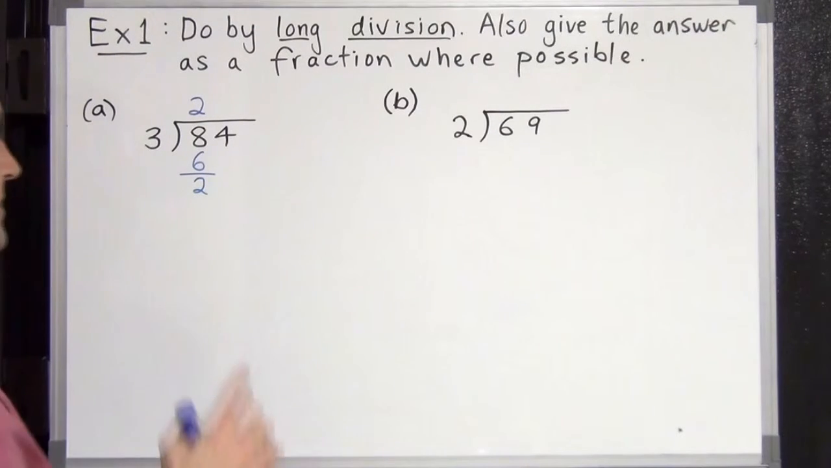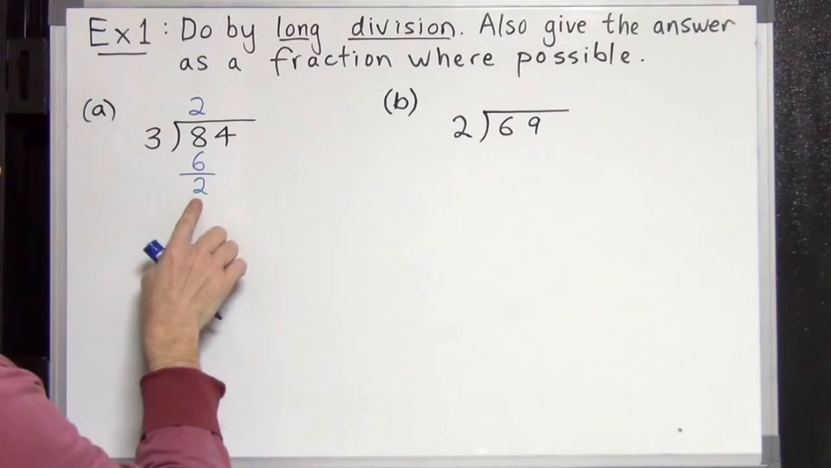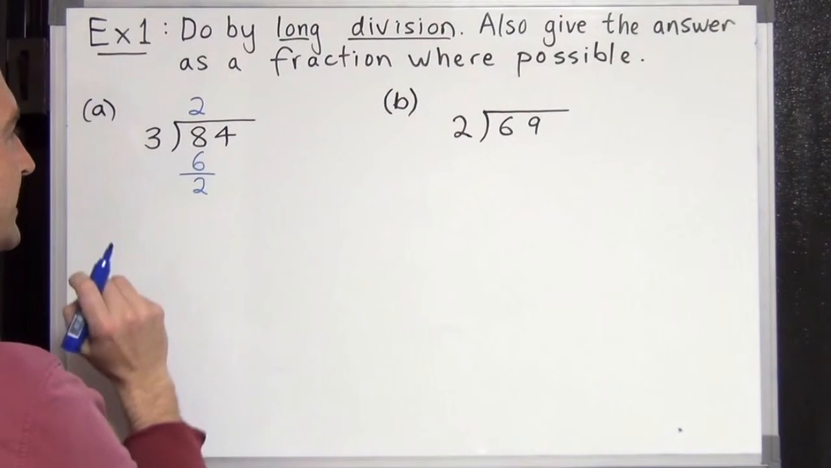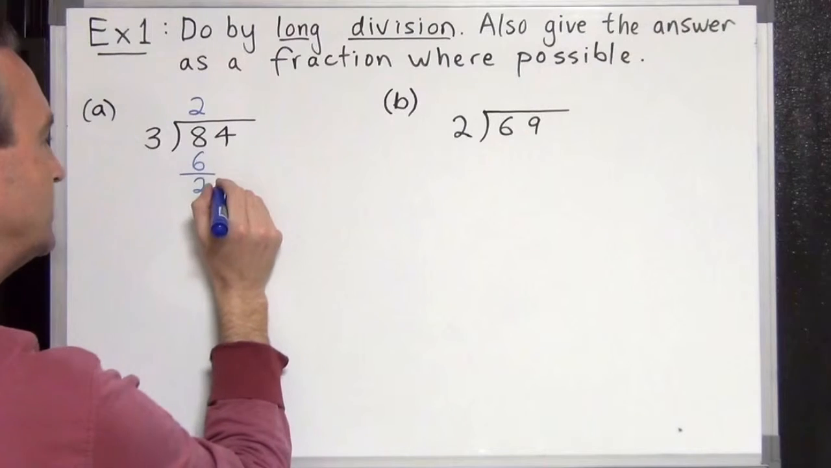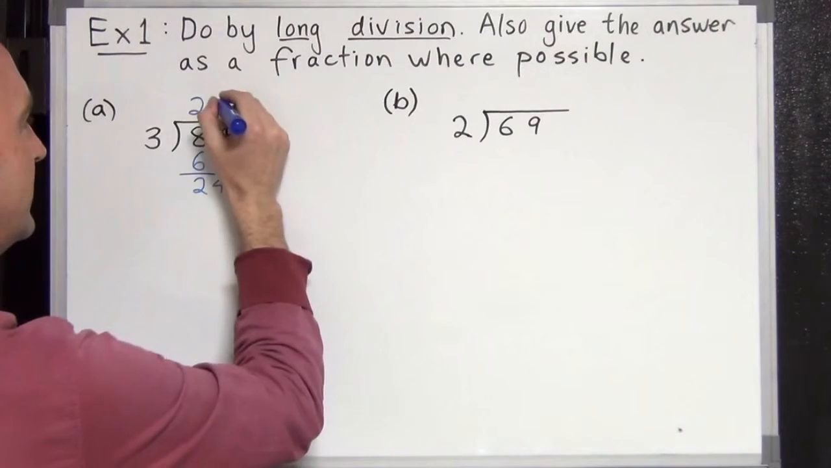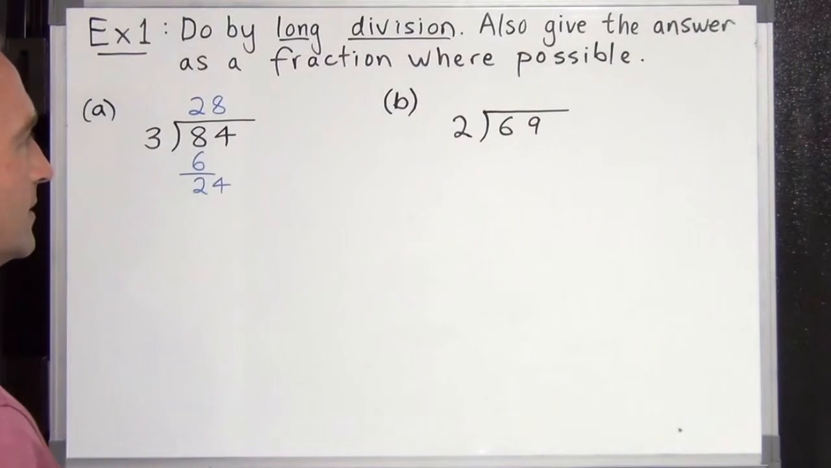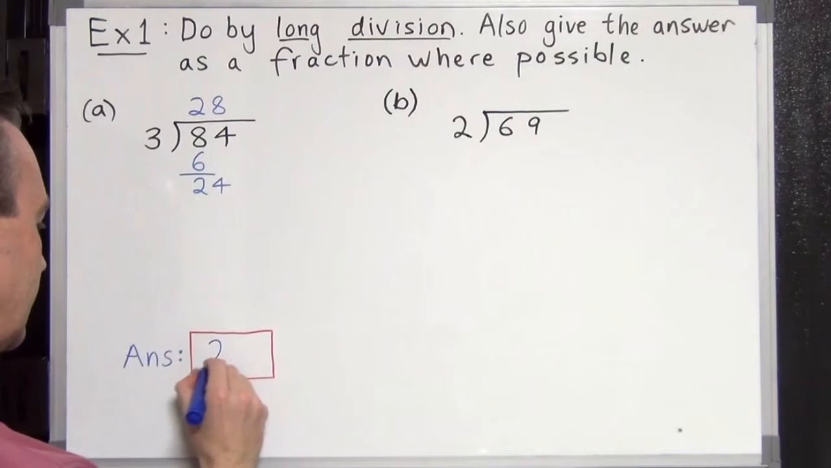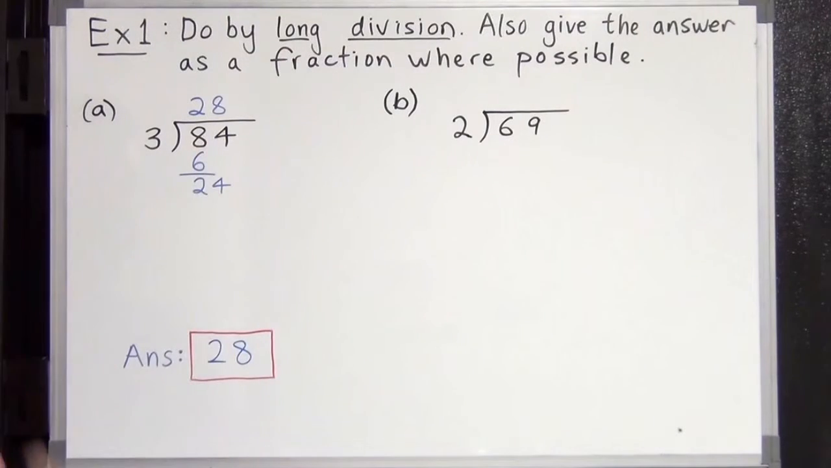Then we repeat the process. 3 into 2. Does 3 divide into 2? No, and at this stage it should not. You should then bring down this next number, 4. So we're going to turn this into a 24. 3 into 24 goes exactly 8 times. And that's our answer, 28. So let's write our answer down here. The answer is 28, when we do 84 divided by 3.